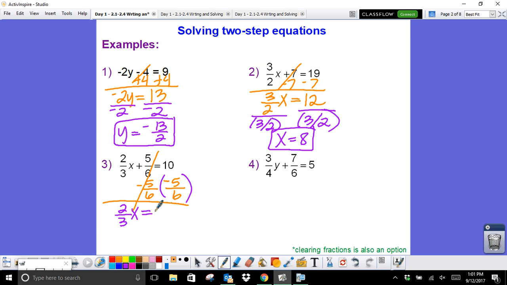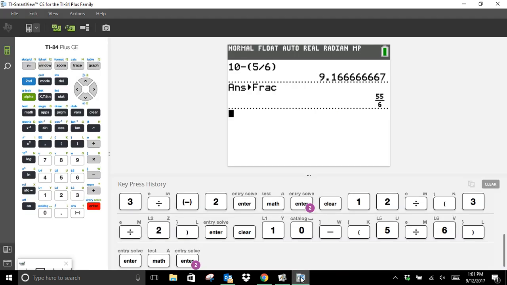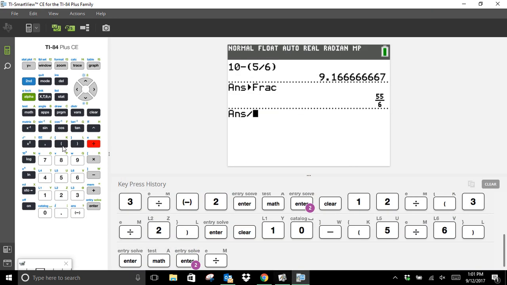So I have 2/3 x equals 55 over 6. Now I still need to get rid of this fraction on the x. To do that, I'm going to divide it off, or if you're one of those people that likes to multiply by the reciprocal, then do that. Now since I already have 55 over 6 in my calculator, I can just hit divide, so I don't have to retype it in. I just hit divide, and then I'll type my other fraction in parentheses. So I'm dividing by 2/3.